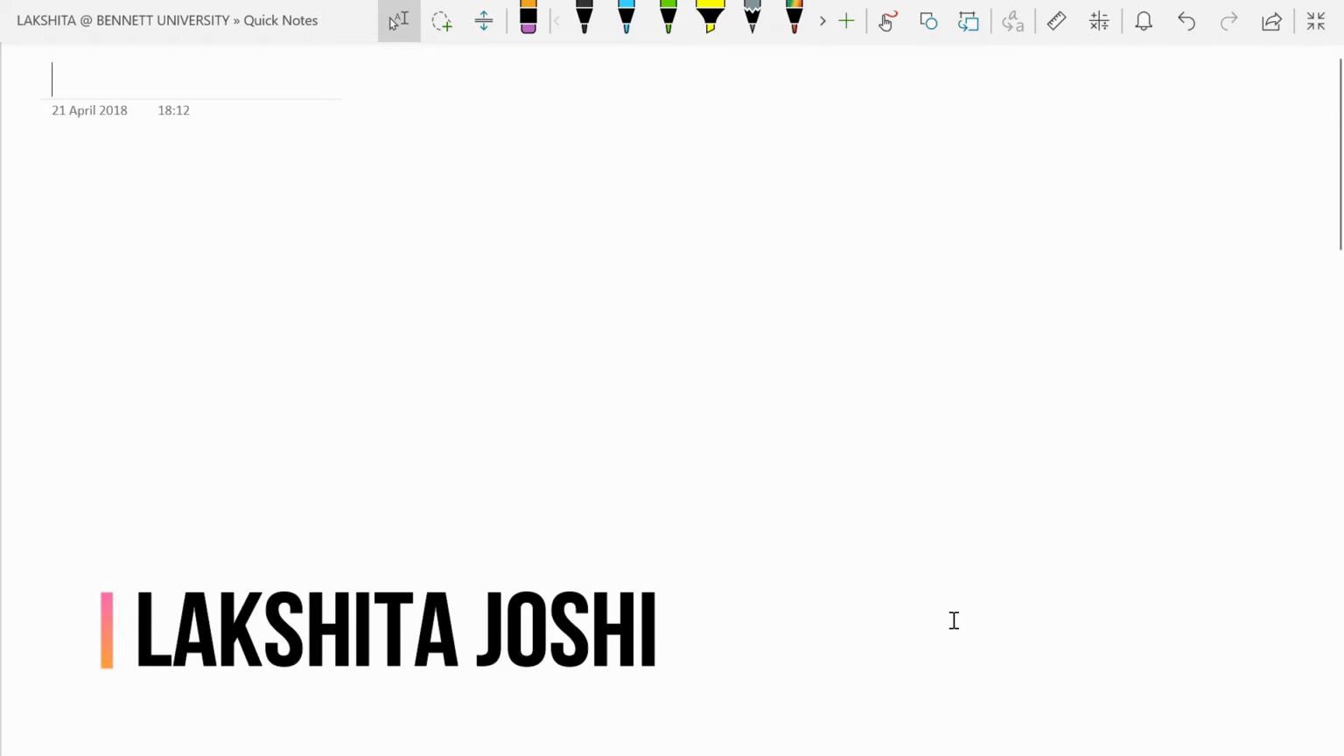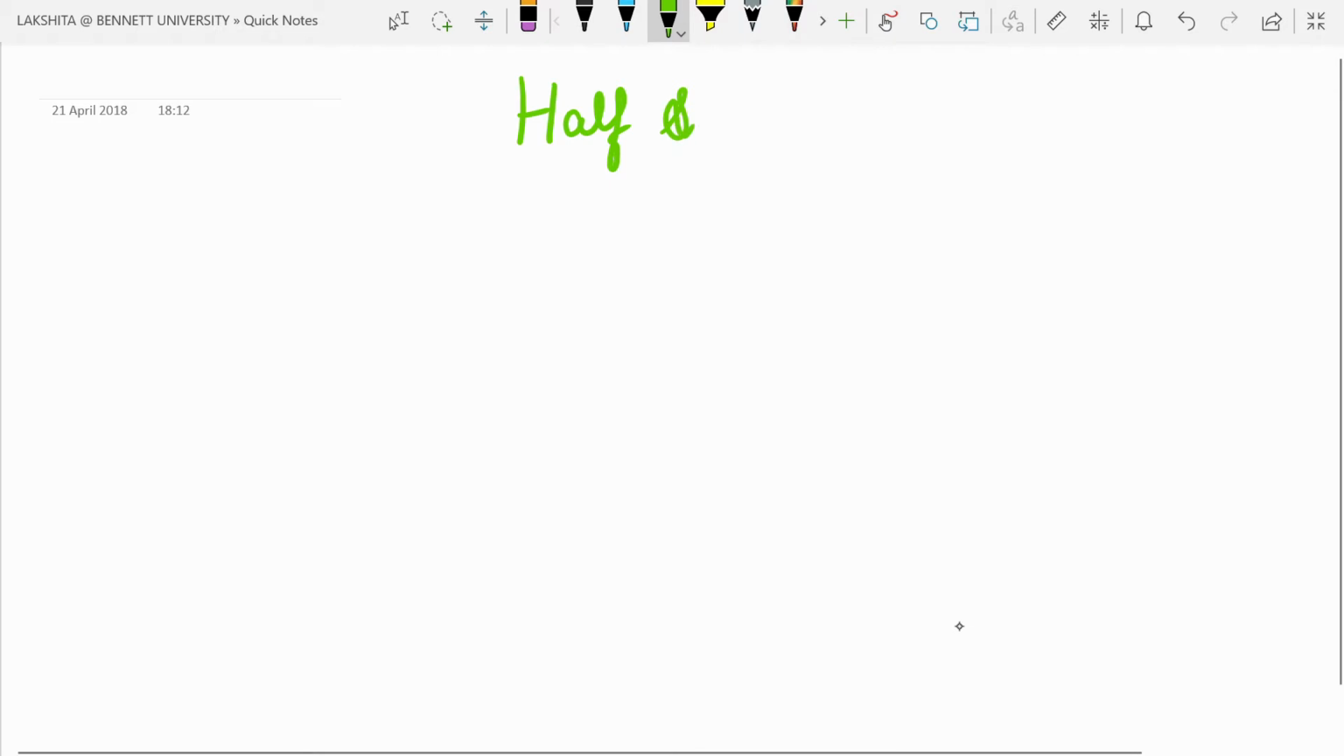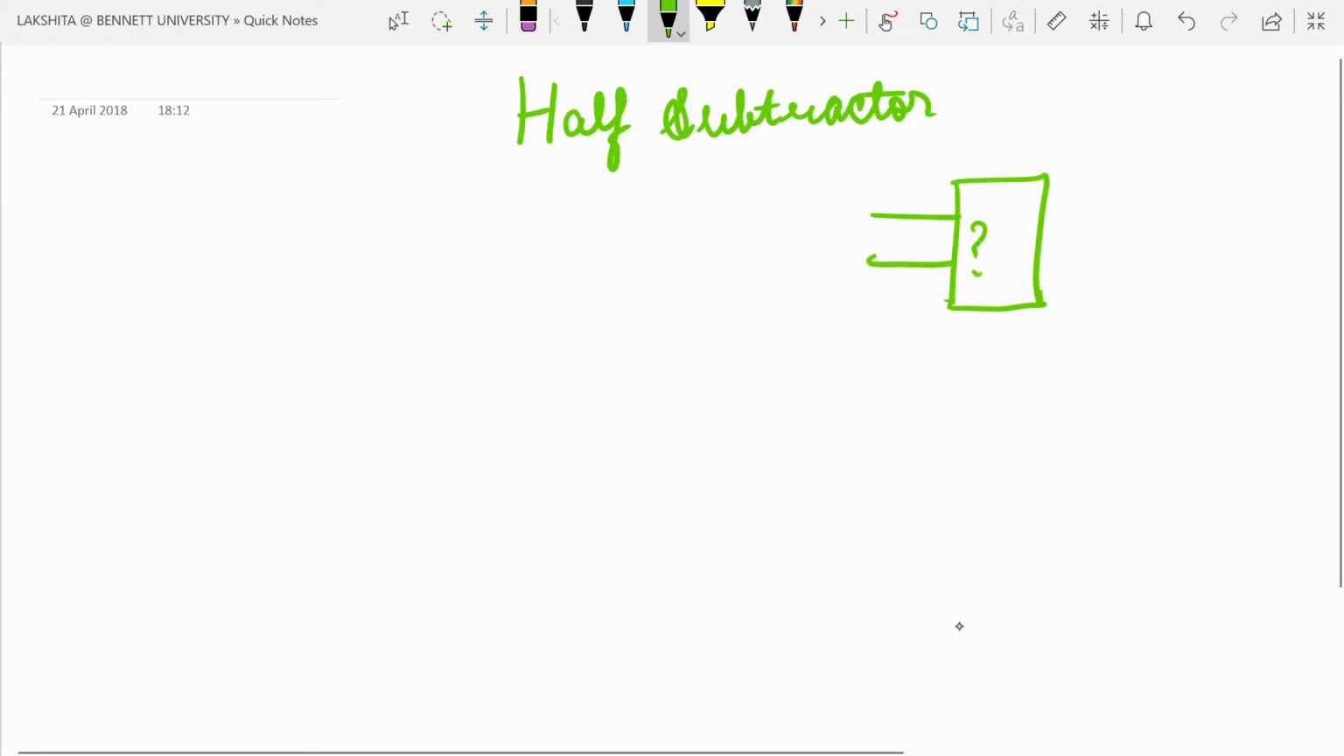I'm going to tell you about half subtractor. Now moving towards half subtractor. In this we need two inputs as A and B. This box is a half subtractor. We'll see the gates used in this box later.